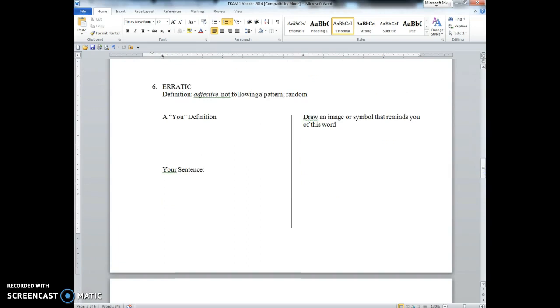Number 6 is erratic, which is an adjective. People are not erratic. Students typically want to call other individuals erratic because it means not following a pattern or random. So sometimes they'll say things like, the erratic boy shouted words in the middle of class. It's not the boy that's erratic. It's his erratic shouting. The boy shouted erratically in class while no one was talking.